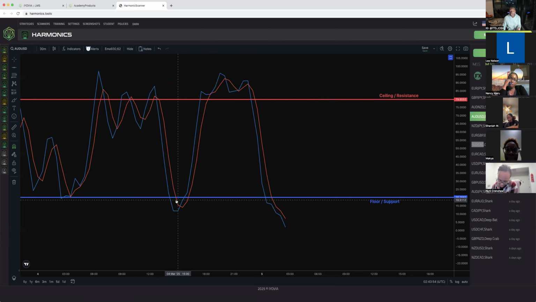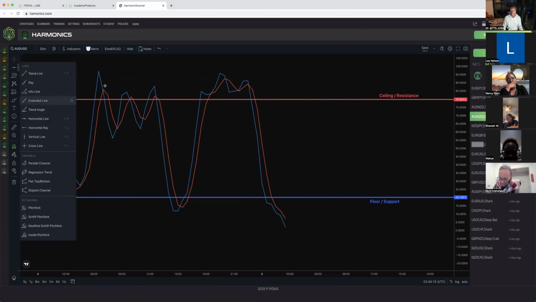When the line is down here at the floor, it's going to bounce up. And you look to buy the moment that the blue line gets on top of the red. When the market is up here and you're looking to sell, you want it up here, but you're waiting on the moment that the red line is on top of the blue, winning the fight. Does that make sense?